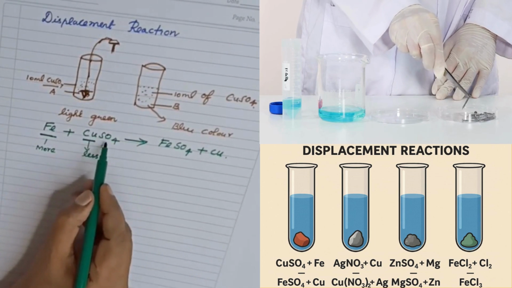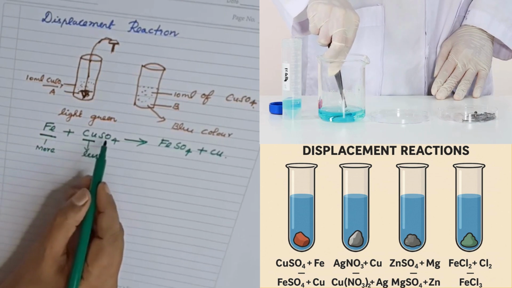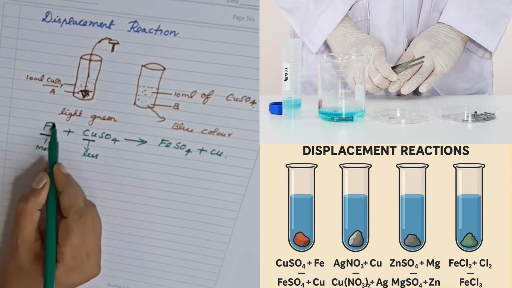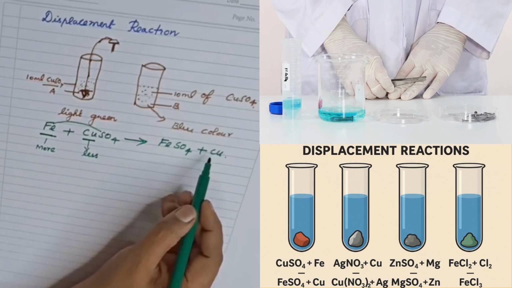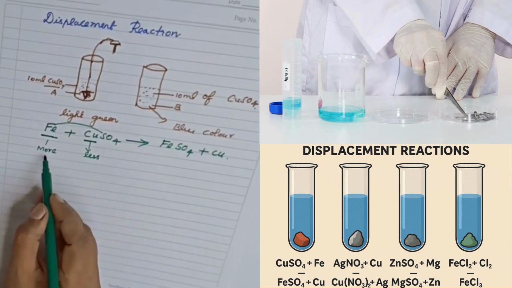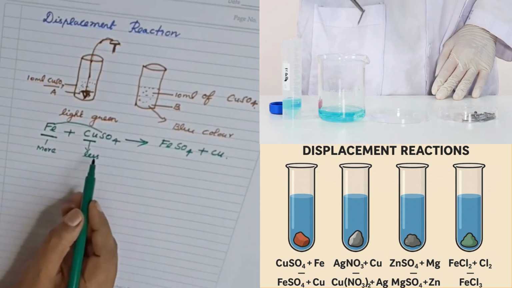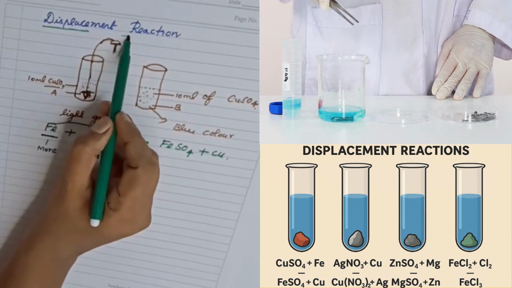Copper sulfate is a compound. Iron is a more reactive element, so it displaces copper from copper sulfate solution. This iron combines with the sulfate to form iron sulfate and copper. This reaction is called a displacement reaction. A more reactive element displaces a less reactive element from its compound, and this reaction is called a displacement reaction.